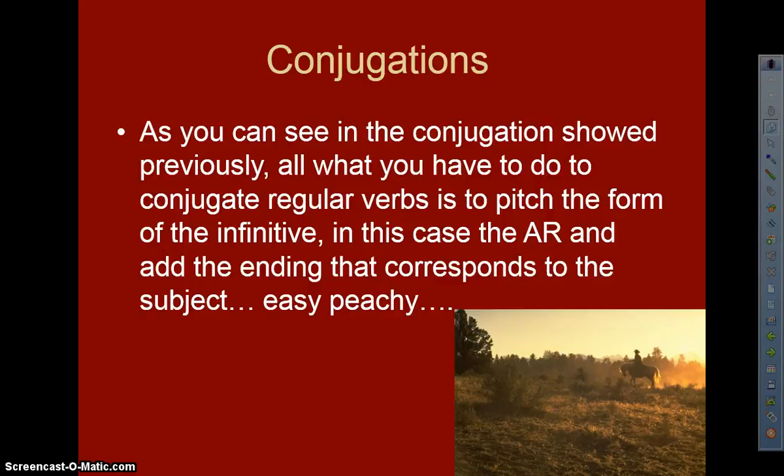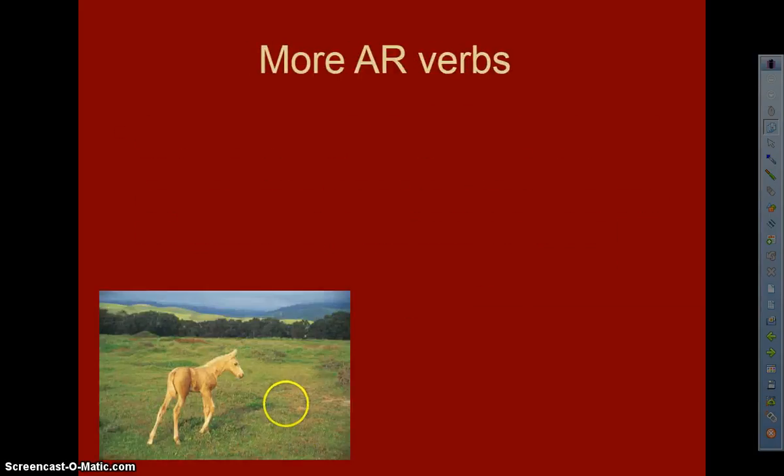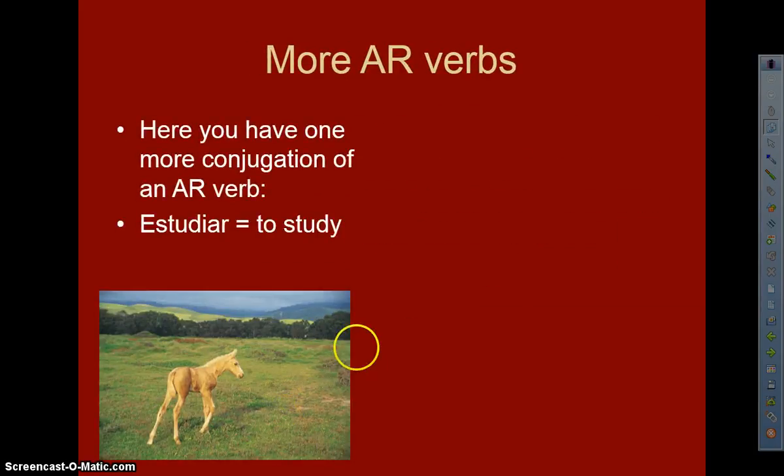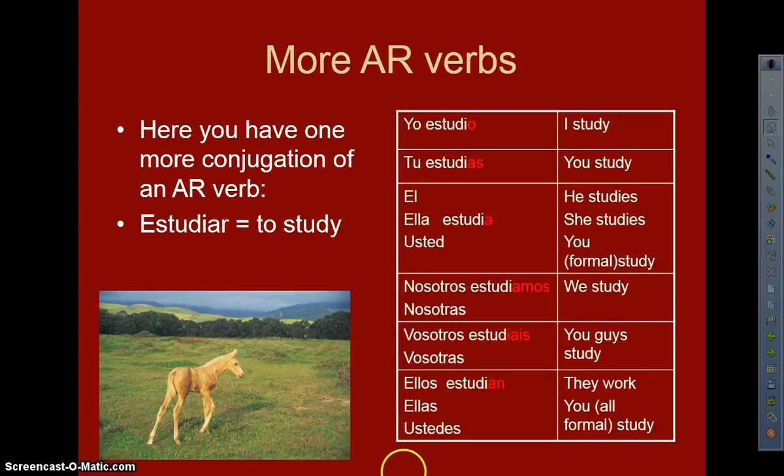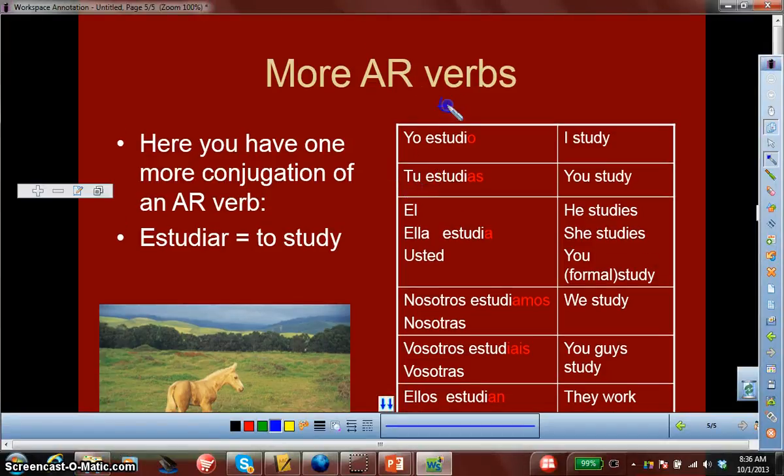Okay, so basically what you have to do, once again, is you're going to leave the root of the verb the same and you are going to change the ending. That is it. Nothing different. Make sure you learn your endings for the AR verbs and you will be in perfect shape. Here's another verb, el verbo estudiar, which means to study. Okay? Same principle.